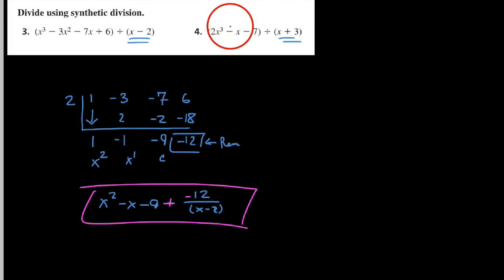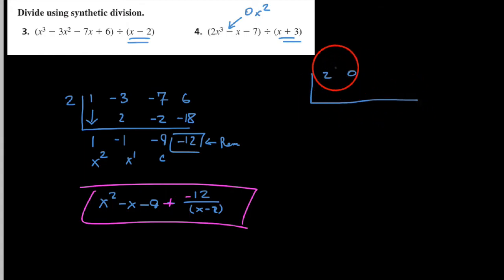So for this last example, the first thing I notice is that we're missing an x to the second term. So when we fill this in, we just have to be really careful here. We put in a 0 for our x squared. We say negative 1 for x to the first and negative 7 for our constant. And then out here, because if x plus 3 equals 0, x equals negative 3, we're putting an x value out here. So let's drop our leading coefficient.